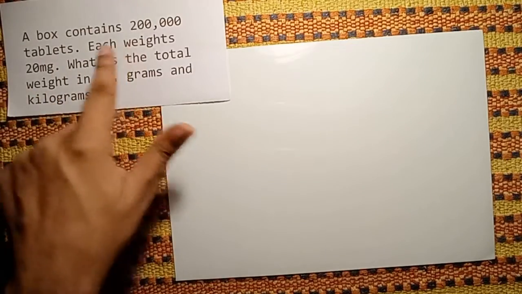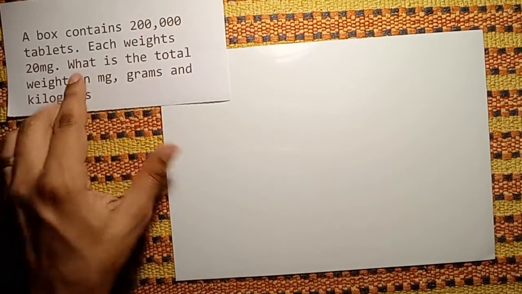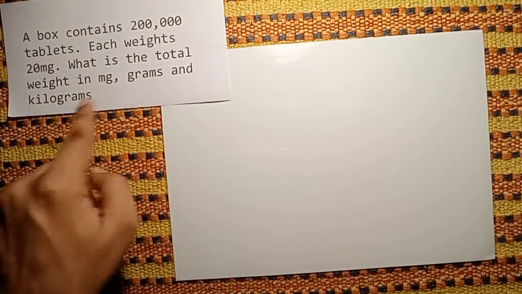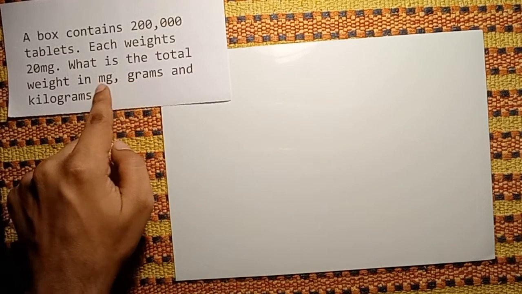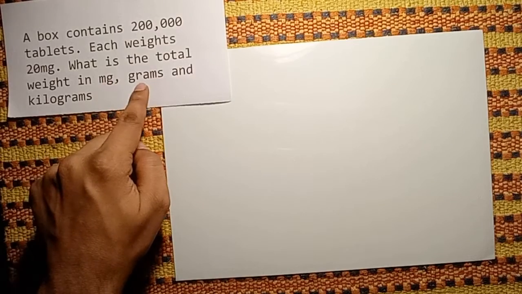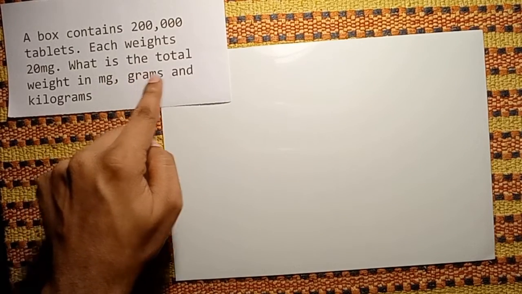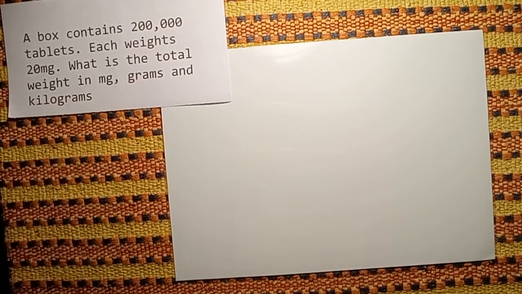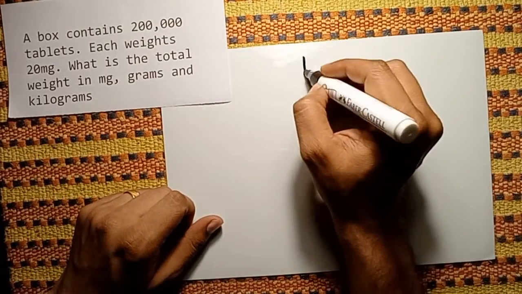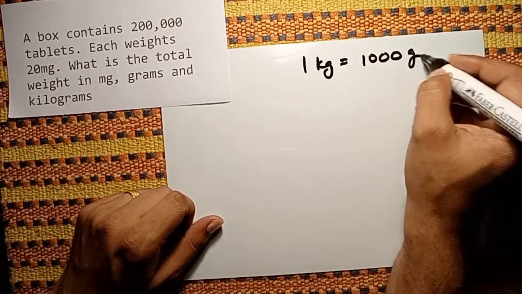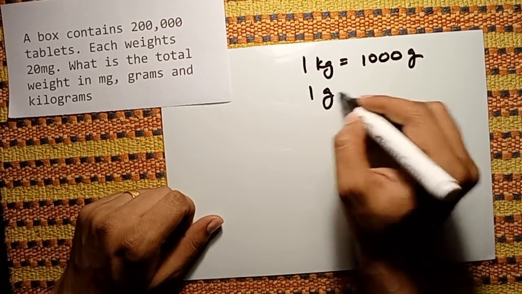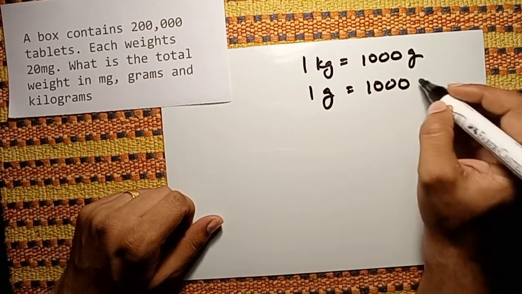The problem itself is not very complex, it is simple. To be able to answer it, we need to revise how many milligrams are there in 1 gram, and how many grams are there in 1 kilogram. So 1 kilogram is equal to 1000 grams. 1 gram is equal to 1000 milligrams.